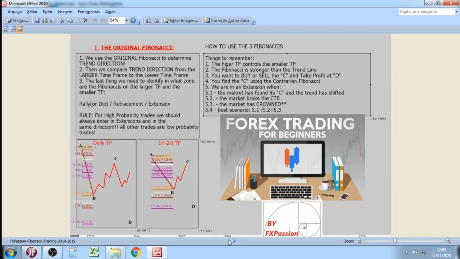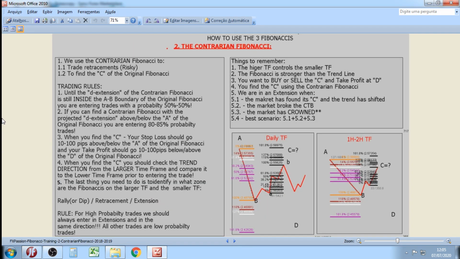Okay, now take a screenshot, everybody. Take a photo with your cell phone or a screenshot on your computer, laptop, whatever. Okay, those are the rules about the contrarian Fibonacci.